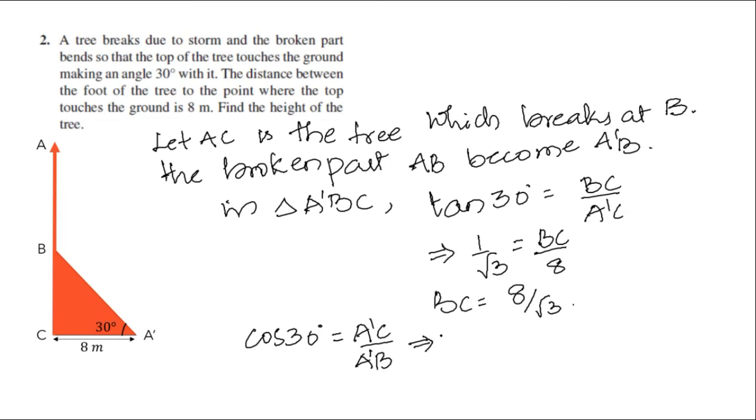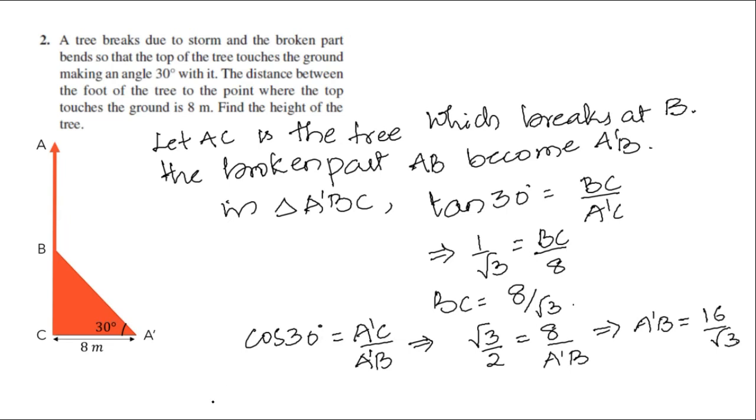This implies cos 30 degree is root 3 upon 2. This will be equal to 8 upon A dash B. This implies A dash B is 16 upon root 3. Now with BC and A dash B, by adding I'll get the length of AC.